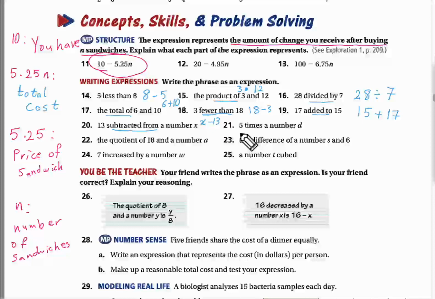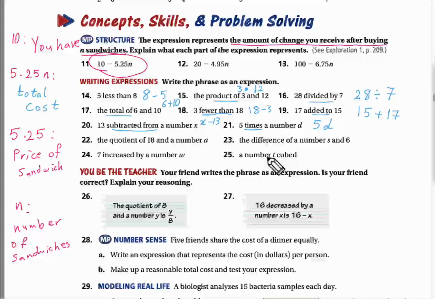Fahad? Yes, teacher. Go ahead. Five times the number D. What is the meaning of times? Times. Multiply. Multiplication, yes. So we will multiply 5 by d, 5 multiplied by d, or we can write it 5d. 5d, okay. Thank you, my hero.